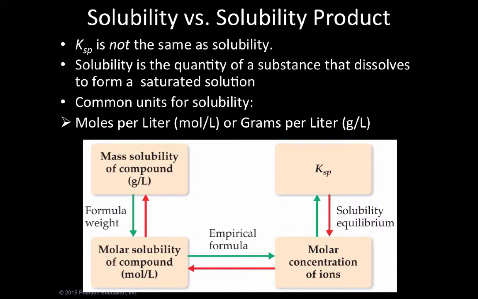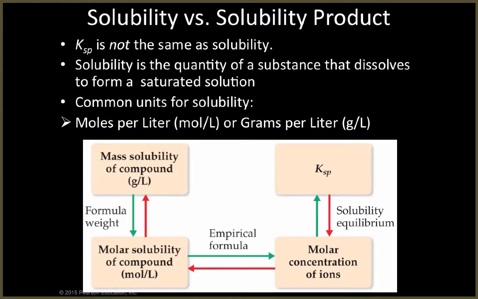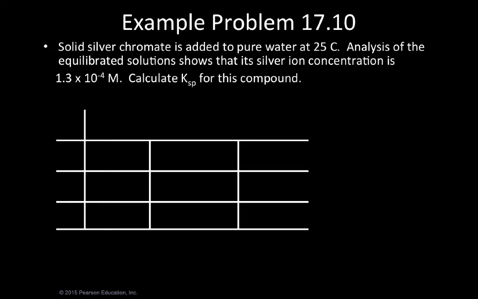This little map here shows us how all those things are related. You can go from the KSP to the molar concentration of ions. You can go from molar concentration to molar solubility. You can go from molar solubility to mass solubility, which is grams per liter. So we'll do lots of practice interconverting between all of those. Let's look at how that's applied.